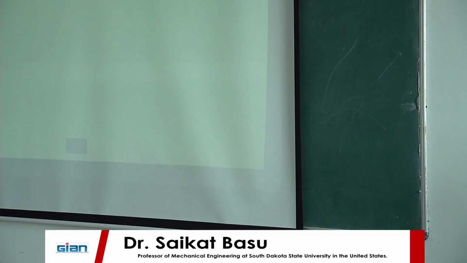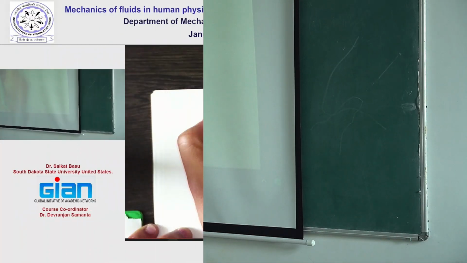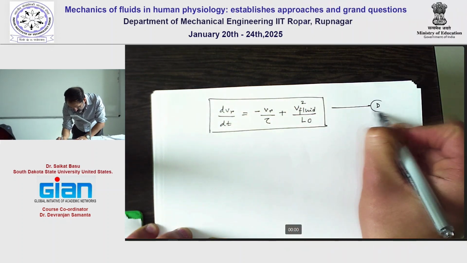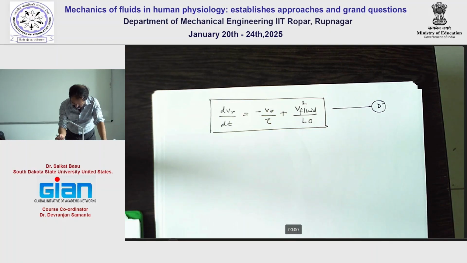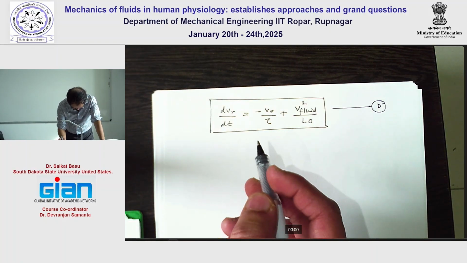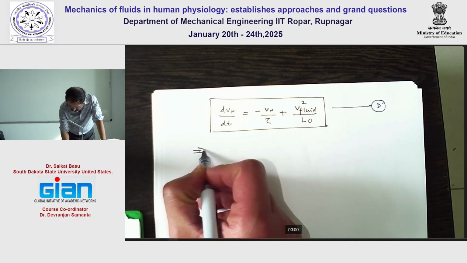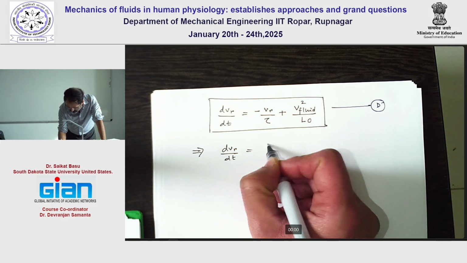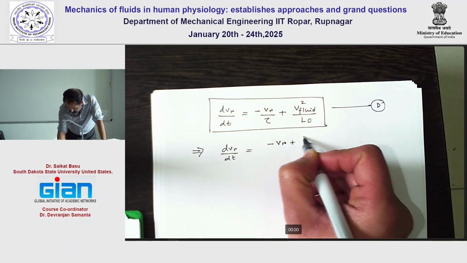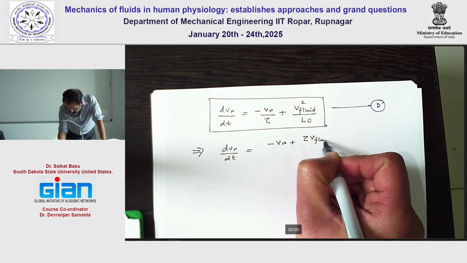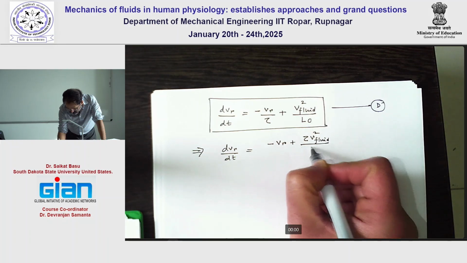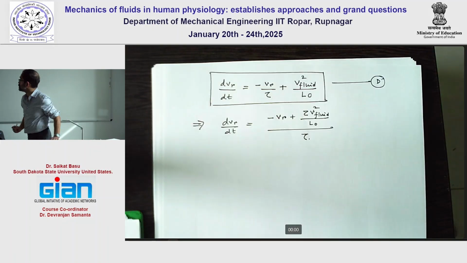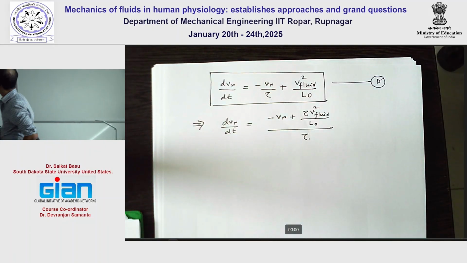So this is correct. Let's call this equation D. And from here, yeah, this is what I was trying to get at. dVr/dt is minus Vr plus tau V fluid square by L naught, over tau. Right? So now it is correct. I have that balancing term over there.